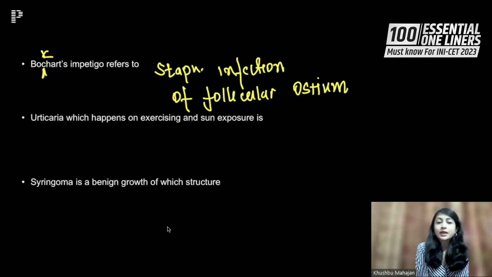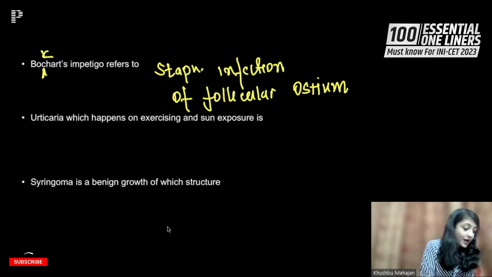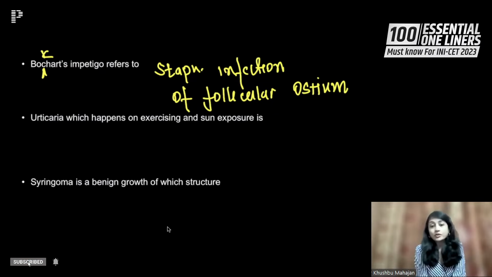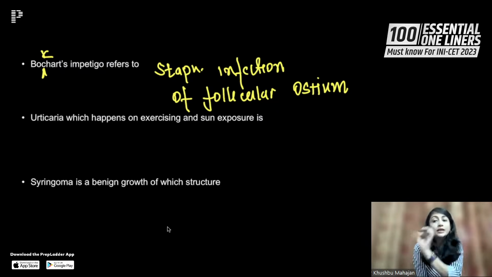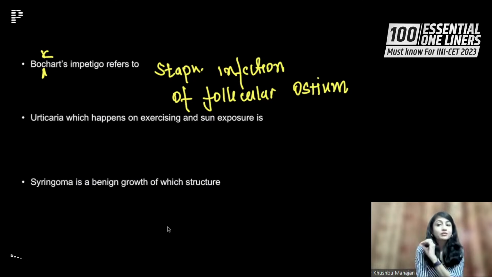Next question, urticaria which happens on exercising and sun exposure is, okay, so this was again to confuse you. It is not solar urticaria. What is it? Urticaria which happens on exercising and sun exposure. Another hint. So here I'm talking about an increase in core body temperature. When you exercise, there is an increase in core body temperature. Urticaria which happens on exercising or when the core body temperature is increased.